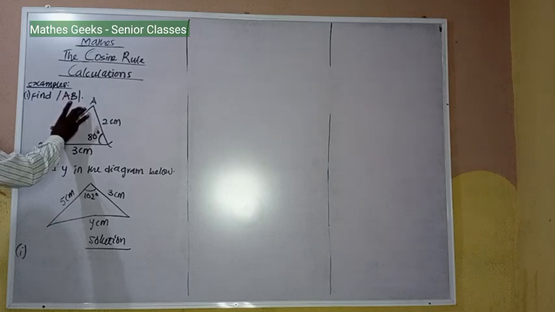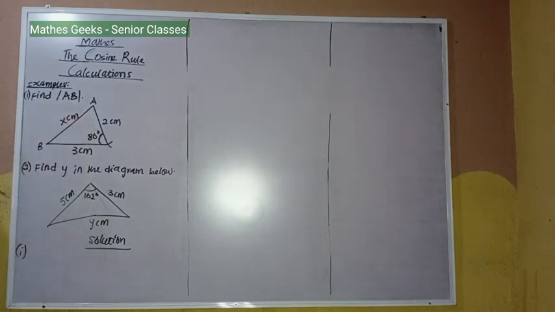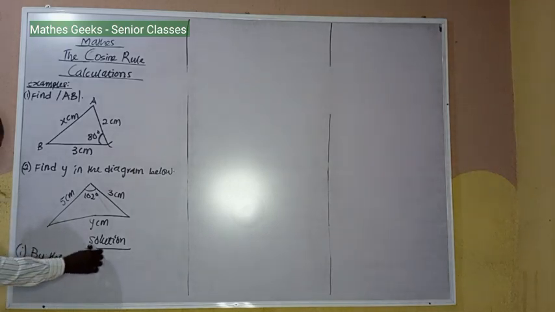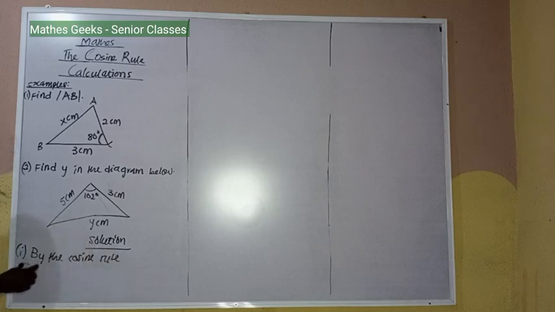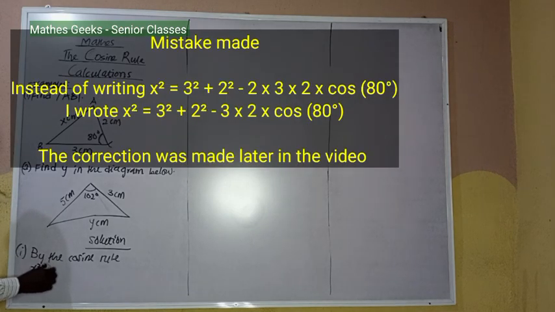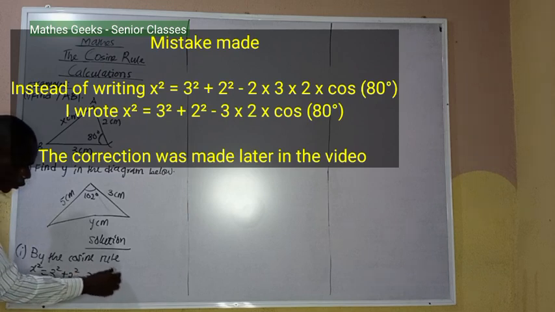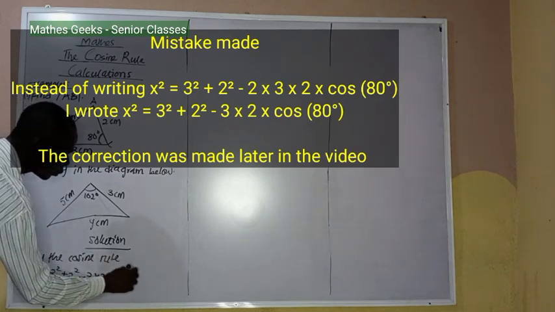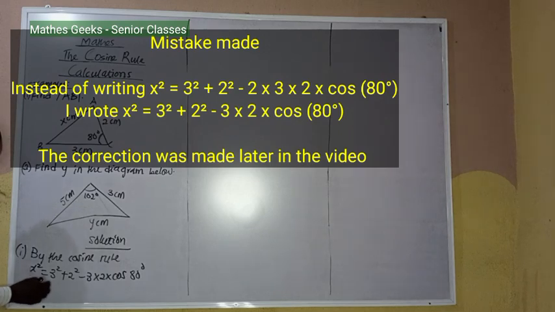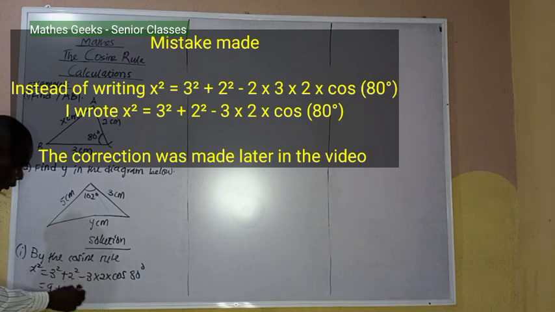So for us to be able to get this third side, we are going to use the cosine rule, because this fulfills the cosine rule. So we say, by the cosine rule, x squared is equal to 3 squared plus 2 squared minus 3 times 2 times cos 80 degrees. 3 squared is 9, 2 squared is 4, minus 3 times 2 is 6, 6 cos 80 degrees.